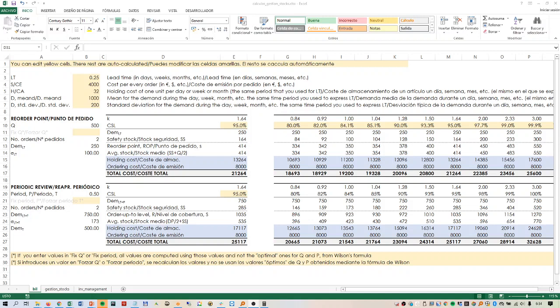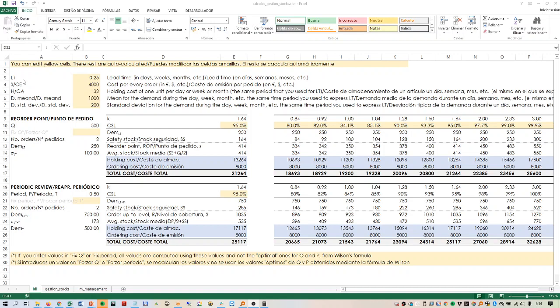Hello, I'm going to show you this Excel spreadsheet, which is kind of a calculator for getting the right numbers for the most common policies, which are reorder points and periodic review, given the characteristics of the situation you are in. So first, we have a set of cells which corresponds to all the information which is common to any policy you want to implement.